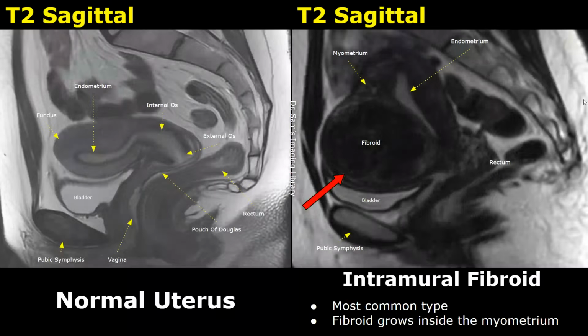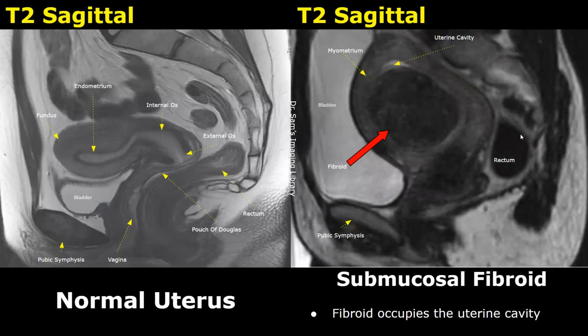Now we will see the types of fibroids based on their location. This is an intramural fibroid. It is the most common type. The fibroid grows inside the myometrium. You can see that the fibroid is within the myometrium.